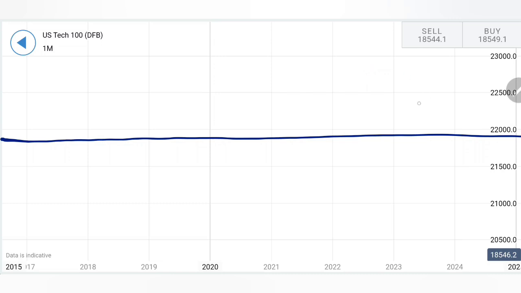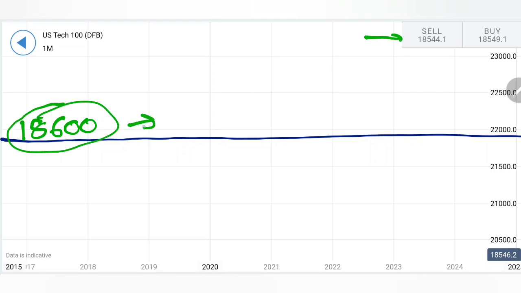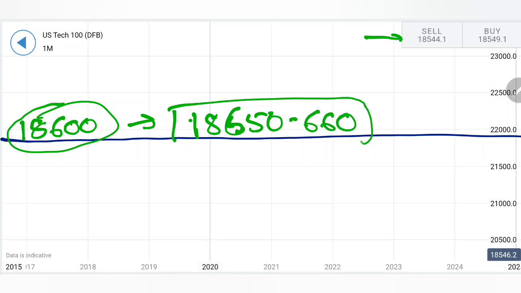Now first let's talk about the levels to buy. If Tech 100 is seen above 18,600, yes, it is a little distant level from the closing, but only and only if it stays above 18,600, I will recommend you to buy. Plus minus 10 points also you should keep here. And if it stays beyond the 18,650, 660 zone, then we can say it is turning bullish. We can look forward to 18,712, and if it stays beyond 18,712 is where you can look forward to further bullish momentum.